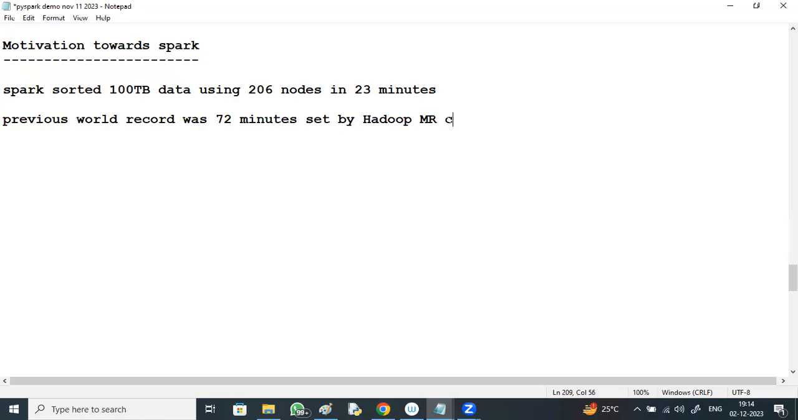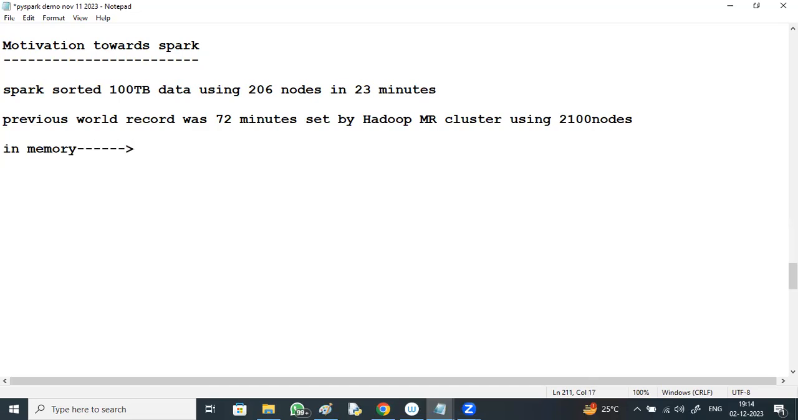Hadoop MR cluster. Even by using 2100 node systems, while Spark has used only 206 system nodes, even by using 2100 systems it has taken 72 minutes. So if we talk at the memory level, right?